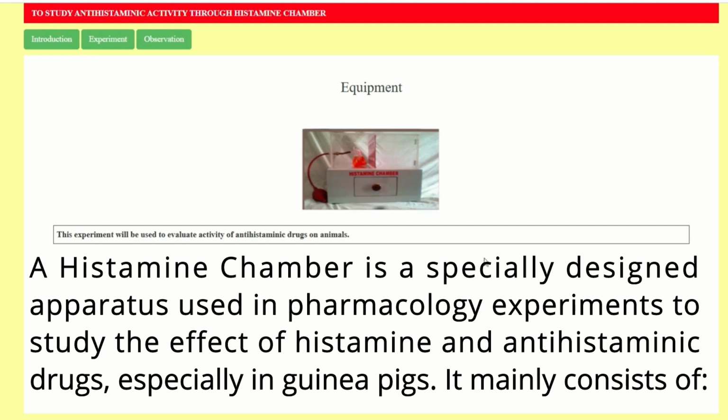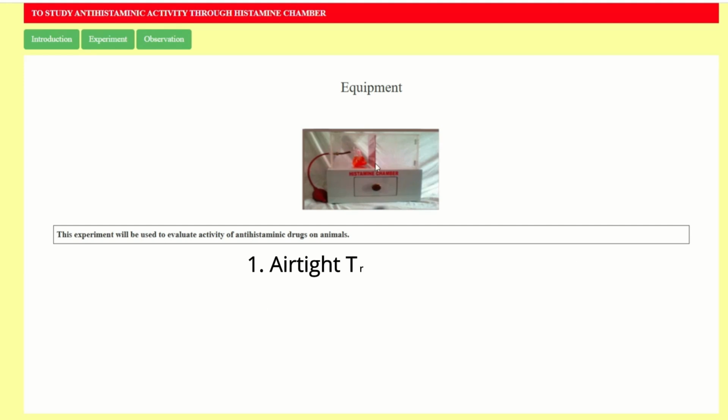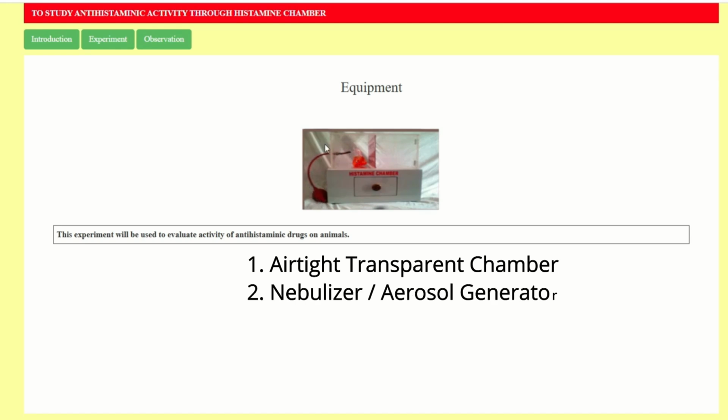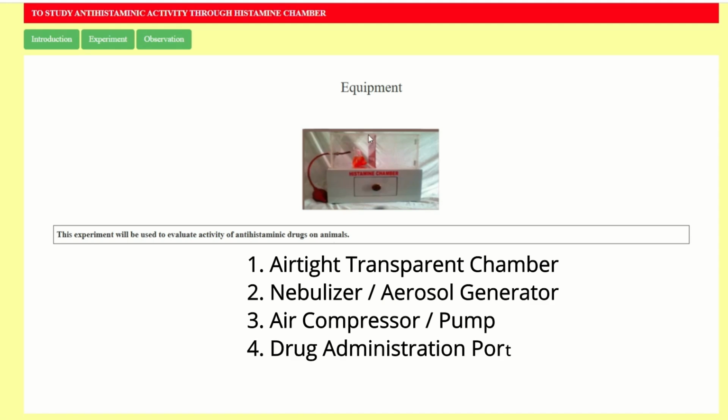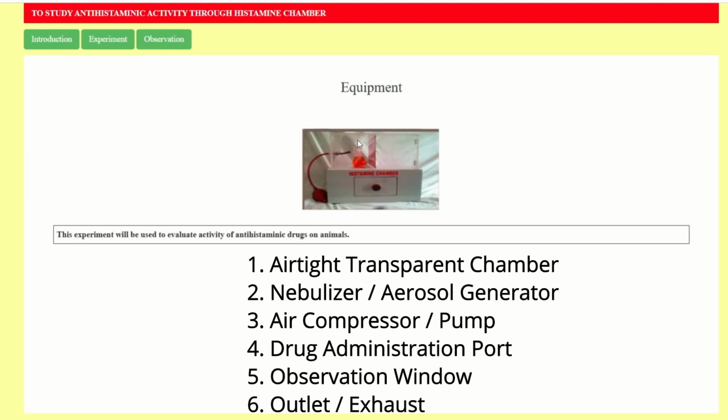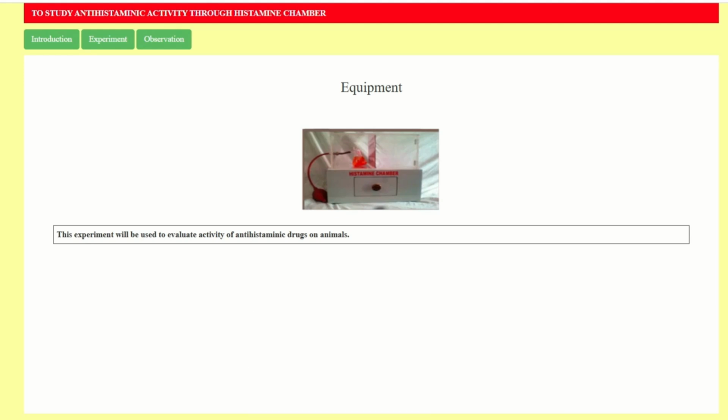It mainly consists of, as you can see here, an airtight transparent chamber, a nebulizer and aerosol generator, an air compressor pump, a drug administration port, and an observation window. It is made of transparent acrylic glass, as we can see here. Then there is an outlet port. From the above side, we can see the accumulated histamine aerosols, which we can release by removing the covering from the above side. So this was about the equipment.